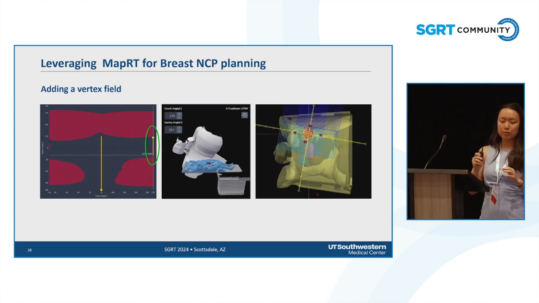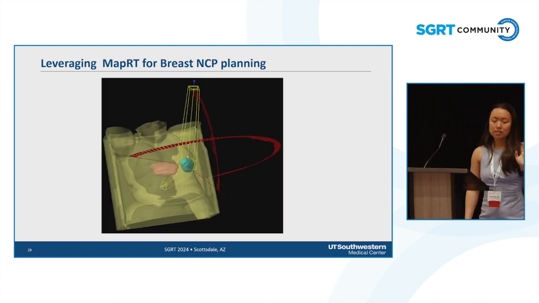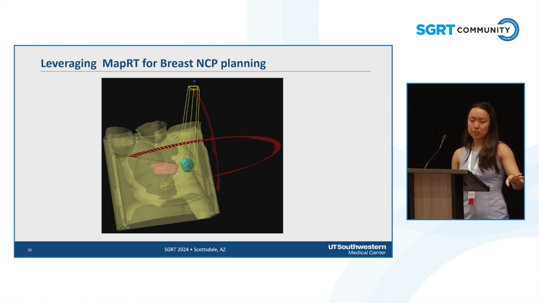Then you can see, using this arrangement, that we are actually completely avoiding the heart, so you can dump as much dose as you need into the target. So this is the eventual beam arrangement we ended up with. You have your couch at 0, and then you have your couch at 270 degrees.